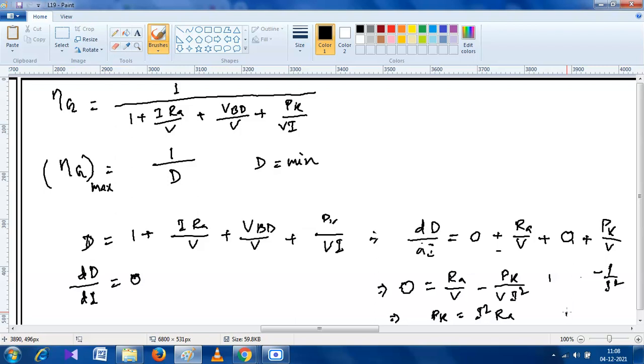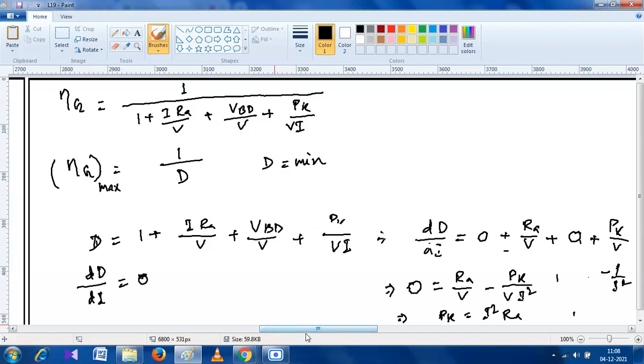Yes, sir. So to get the maximum efficiency, what should be the condition? We can say loosely, we can say the constant loss is equal to the variable loss. So the maximum condition to get the efficiency, what is the condition?